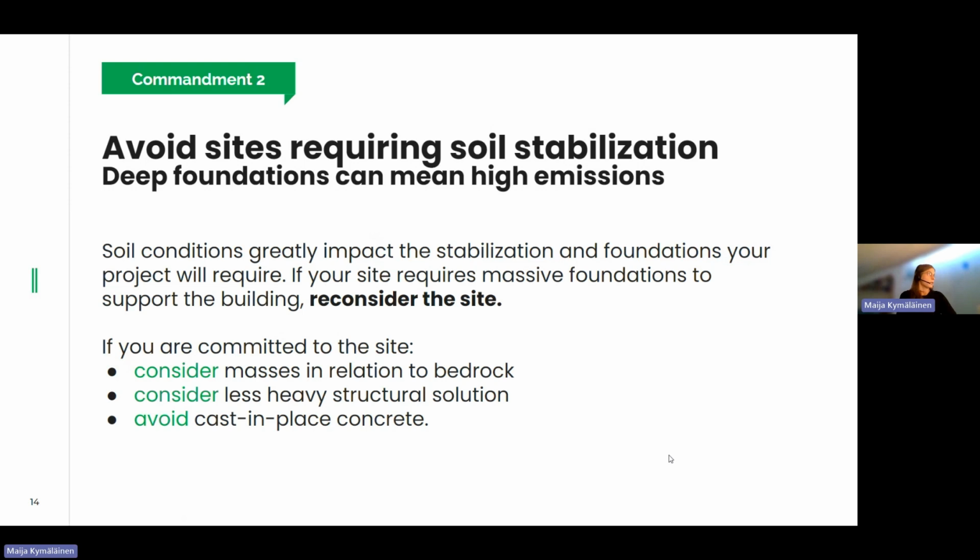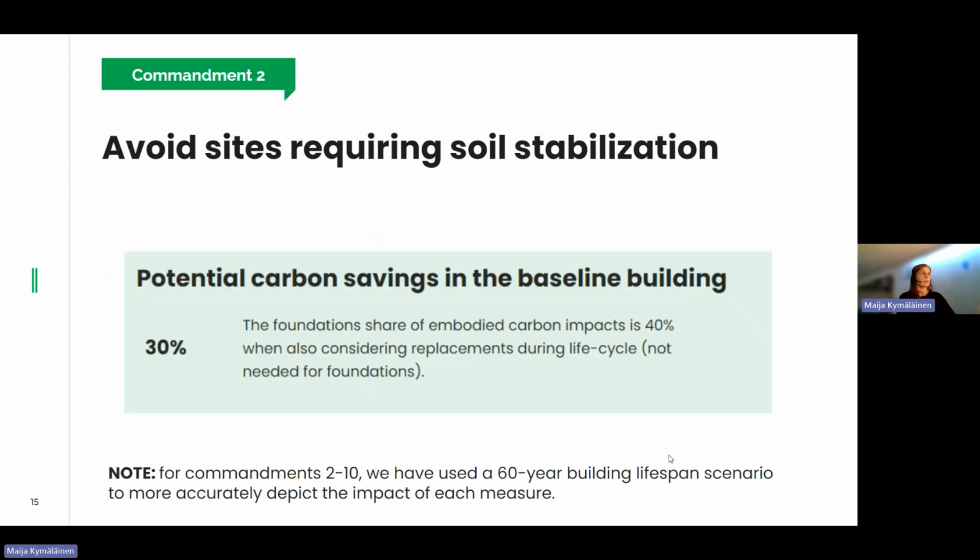So this is about soil stabilization, and in this baseline case the potential savings were quite high again. The foundation share of embodied carbon impacts is usually very high. Of course the foundations are not replaced, but if you are considering also the replacements in the whole life cycle, they make up about 40%. It also notes here that for commandments 2 and 10, we have used a 60-year building lifespan scenario to more accurately depict the impact of each measure. The 25 years was only for the first commandment.